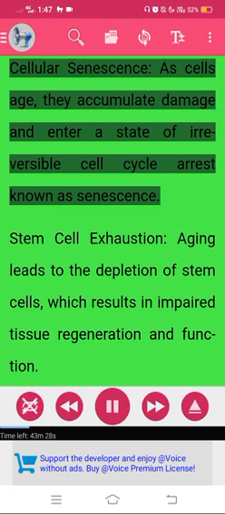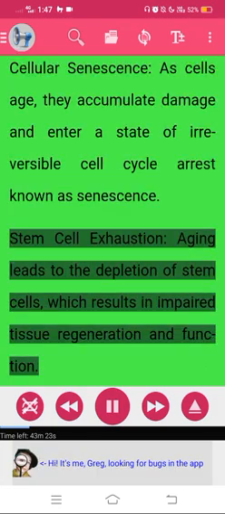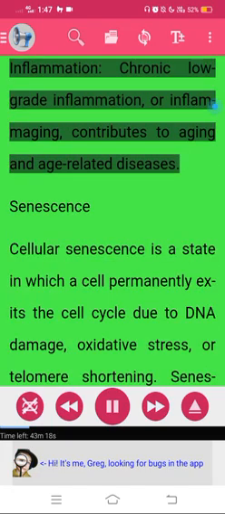Cellular senescence. As cells age, they accumulate damage and enter a state of irreversible cell cycle arrest known as senescence. Stem cell exhaustion. Aging leads to the depletion of stem cells, which results in impaired tissue regeneration and function. Inflammation. Chronic low-grade inflammation, or inflammaging, contributes to aging and age-related diseases.